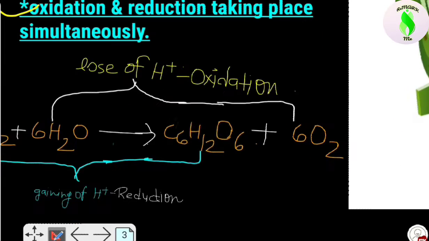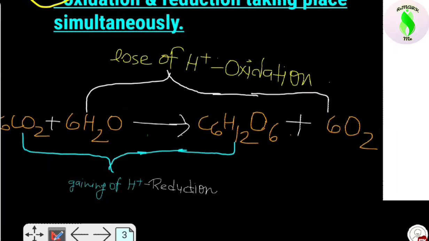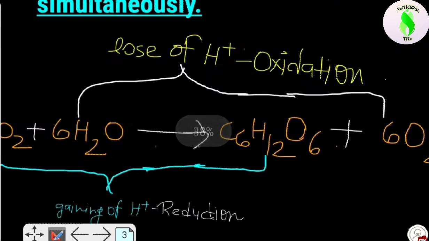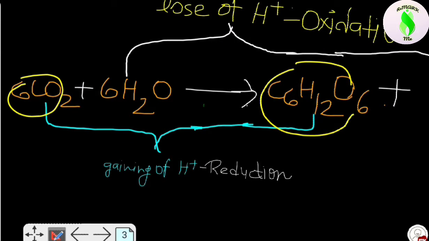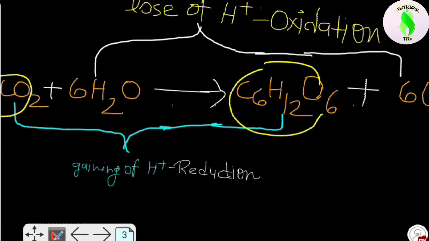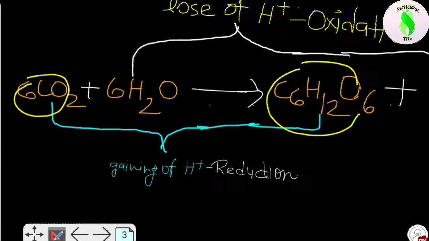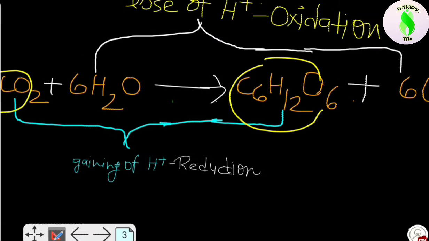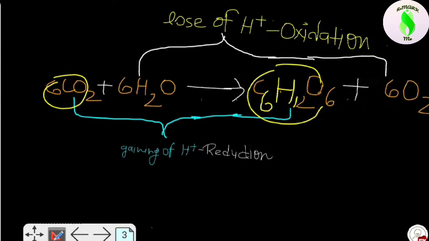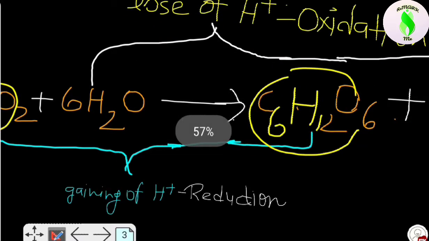As you can see over here, CO2 plus H2O gives rise to C6H12O6 and O2 in the presence of sunlight and chlorophyll. Now as you can see, CO2 is reduced to form C6H12O6. How is it reduced? It gains hydrogen: CO2 has no hydrogen, but when it is reduced to C6H12O6, it has hydrogen. So gaining of hydrogen is taking place, and this gaining of hydrogen is known as reduction.